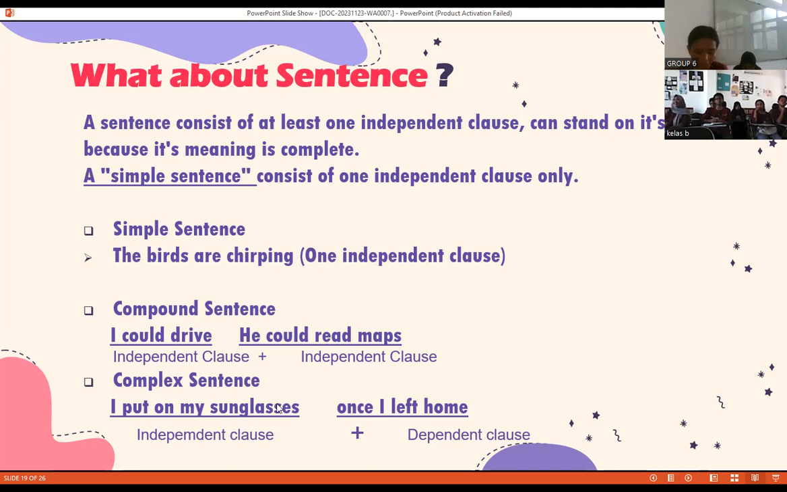So, the complex sentence. A complex sentence is made up of a main clause and a subordinate clause connected to each other with a subordinating conjunction, and they are extremely useful for indicating a relationship between ideas. For example, I put on my sunglasses once I left home. I put on my sunglasses is an independent clause and once I left home is a dependent clause.